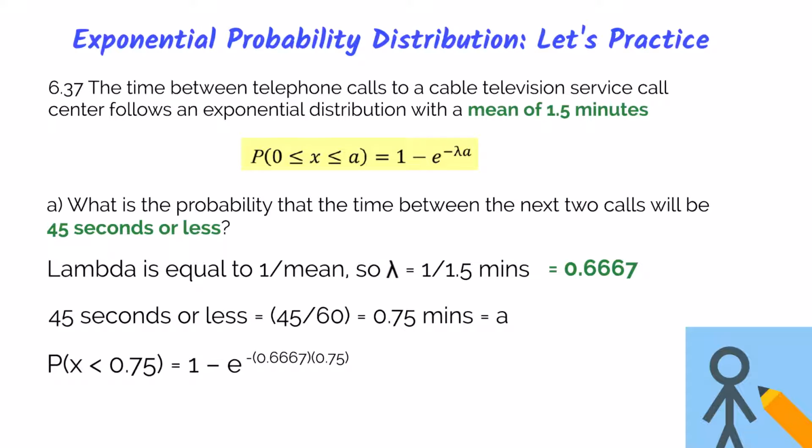We will now plug in our values in the formula to find the probability of x being less than 0.75, or 45 seconds. We'll first do the calculations in the exponent, so we'll take negative 0.6667 times 0.75, and we get a negative 0.5. So next, we're going to take e, or 2.71828, to the power of negative 0.5, and we get 0.6065. Then finally, 1 minus 0.6065 equals 0.3935.